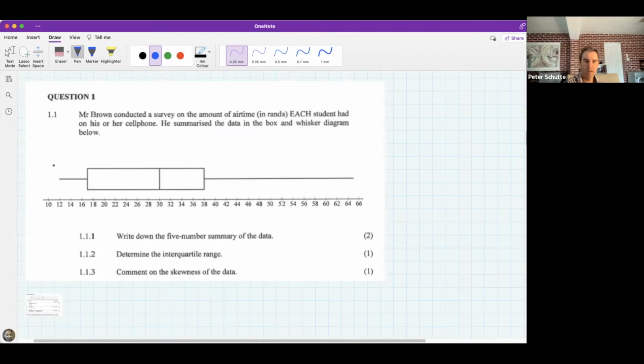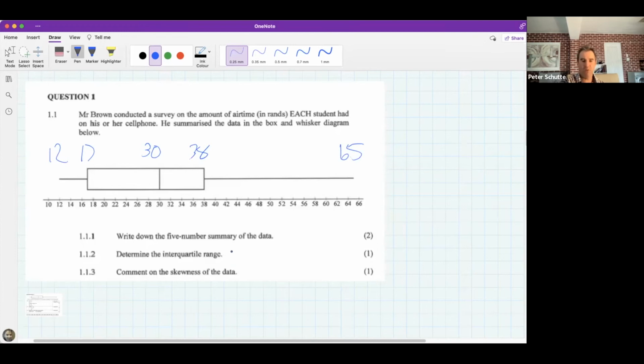Minimum is 12. Perfect, yep. Q1 is 17. Perfect, yeah. Q2 is 30. Perfect. Q3 is 38. Yep. And maximum is 65. You're winning at life. In fact, you're doing so well. Let's just do this whole question.